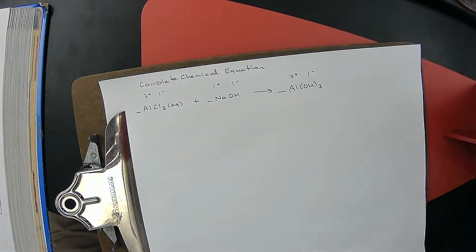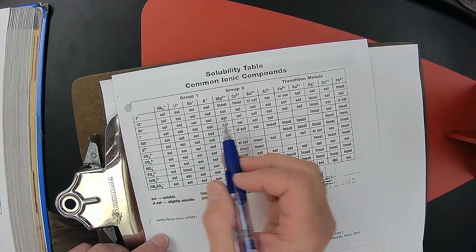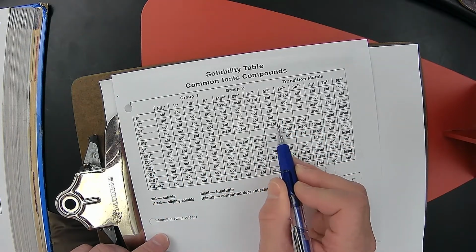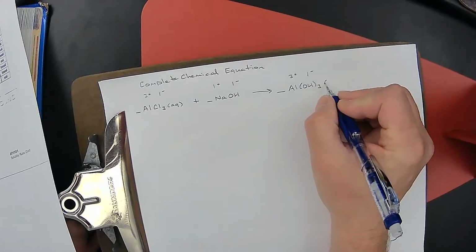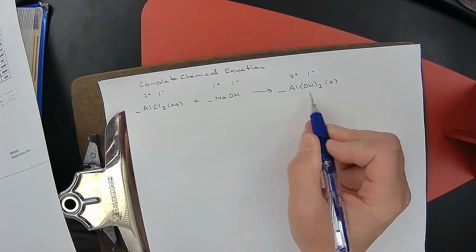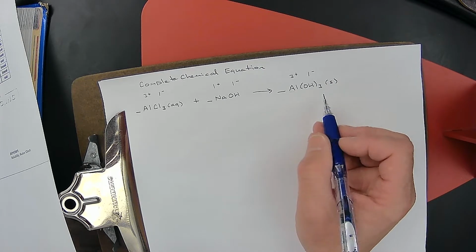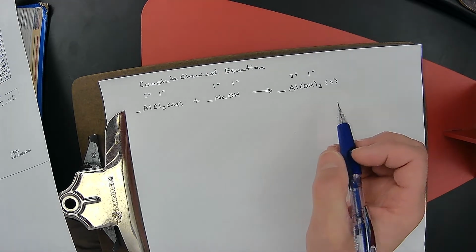So then we look at the Al(OH)3 on our chart. Al and OH is insoluble. Because it's insoluble, that means it's going to form a solid precipitate. This is not going to break apart in water, and that's what the question stated, the precipitate aluminum hydroxide. The term precipitate means that it is a solid and it will not dissolve in water.